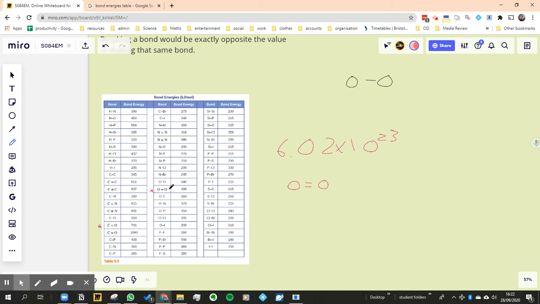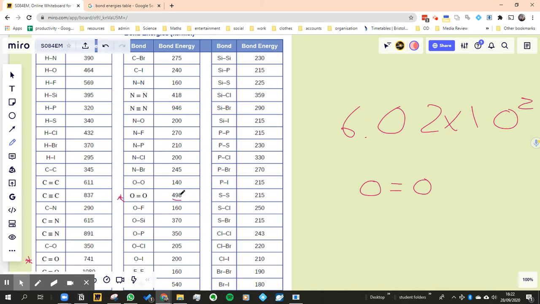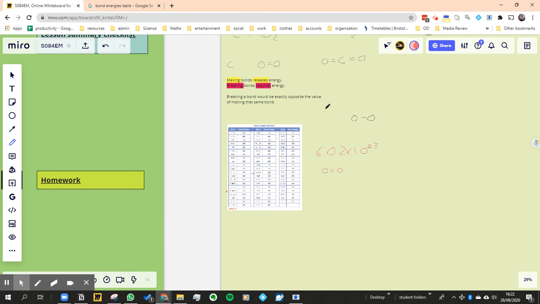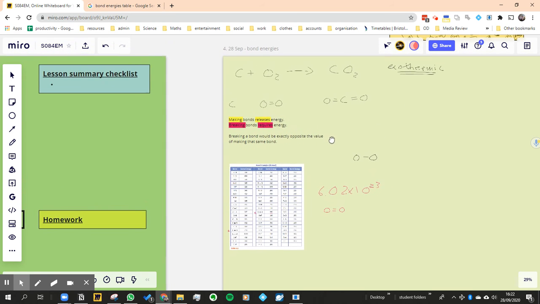Now, if on the other hand I had oxygen atoms floating about on their own, they would love to snap together and make molecules, and if they did all snap together and make oxygen molecules, a mole of them would release that much energy. So it's that much energy I need to break it, or how much energy would be produced making it. So let's keep this simple.